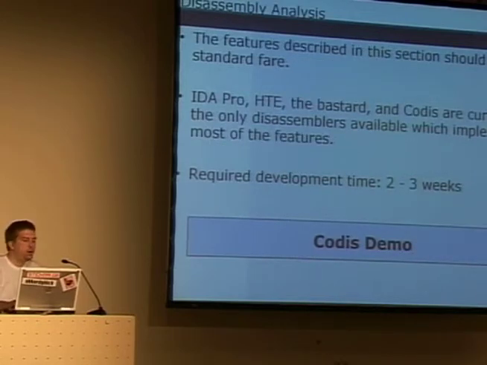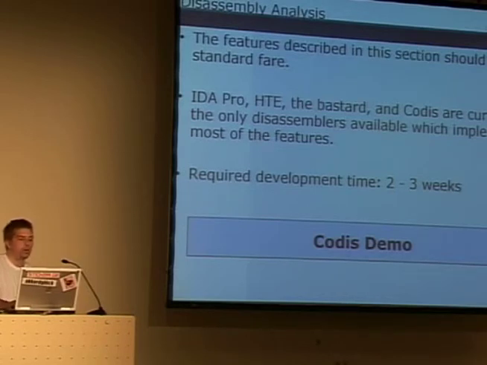So, in my opinion, I think most of the features described here are fairly basic. It's mostly cross-referencing of known data. And there's only a few disassemblers available right now that do implement at least 4 out of 5 of these features, and that would be IDA, HTE, which is a great cross-platform visual console disassembler, the Bastard, which has gone through a couple of development phases. I think it's currently going through another rewrite, but quite a powerful library. And then Codis, which is the tool that I wrote.